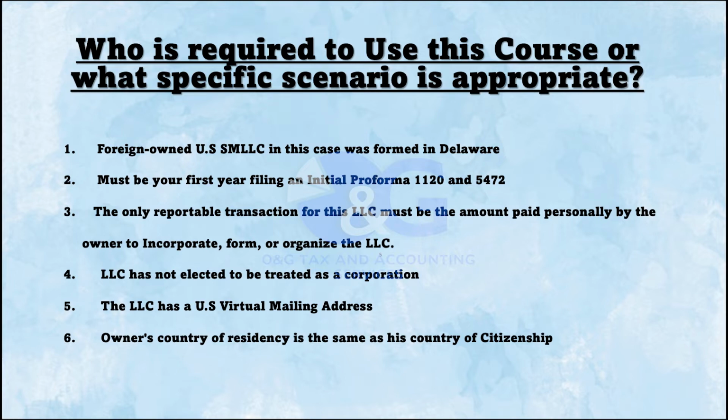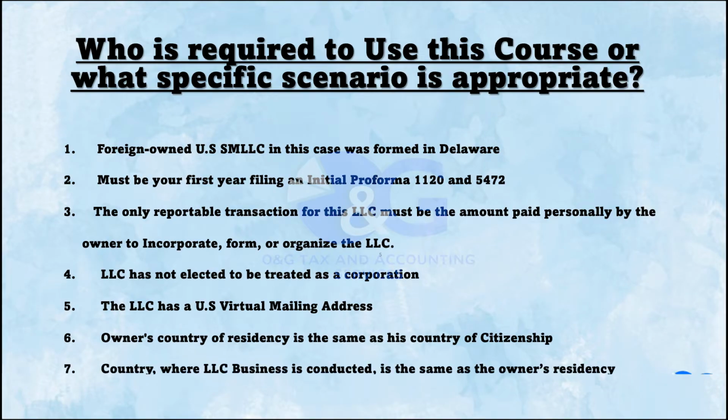And then the last fact pattern or the last specific scenario that's going to be appropriate for this course is that the country where the LLC's business is conducted is the same as the owner's residency. So in this case, because the owner is a resident of Australia, he's a citizen of Australia, he's sitting in Australia to do all the work of the LLC. So that is where the business is conducted out from. Again, it could be any other country. You could be in India, you could be in the UK, and this fact will still apply to you. So you just have to follow the instructions and follow me as I complete these forms. And basically that should be it.